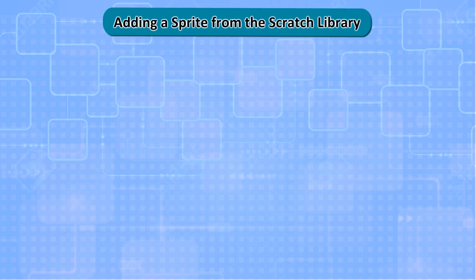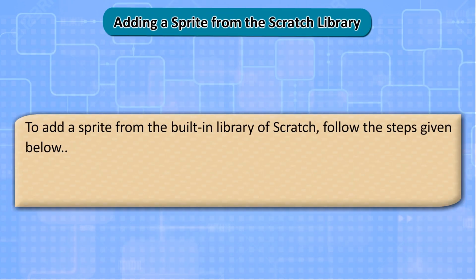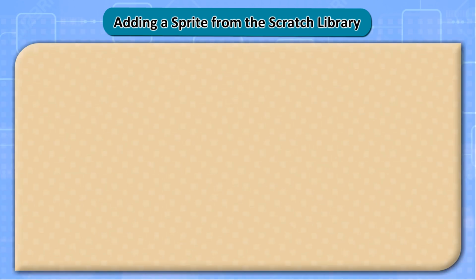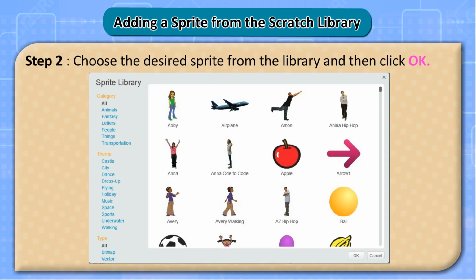Adding a sprite from the Scratch library. To add a sprite from the built-in library of Scratch, follow the steps given below. Step 1. Click the Choose Sprite from Library icon in the Sprites area. The Sprite Library window appears. Step 2. Choose the desired sprite from the library and then click OK.